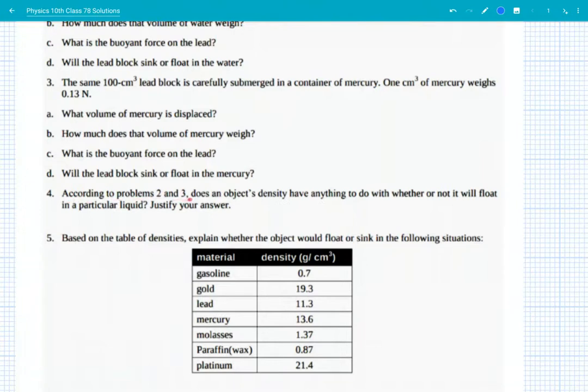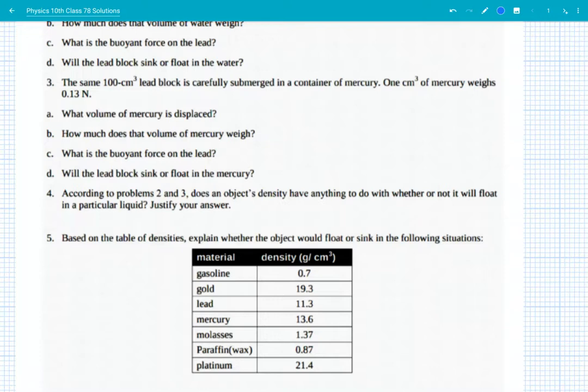According to problems 2 and 3, does an object's density have anything to do with whether or not it will float in a particular liquid? In other words, when they say have anything to do, they're asking, is it related to? Well, yes. The answer is it has everything to do with it. It's completely related to whether it floats or sinks in a liquid.